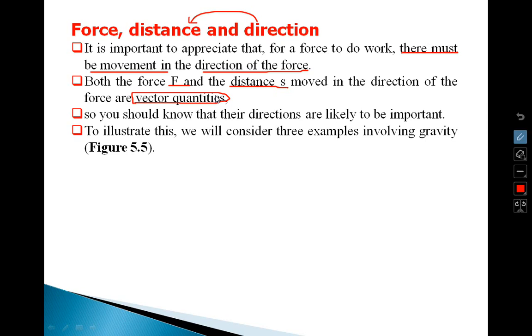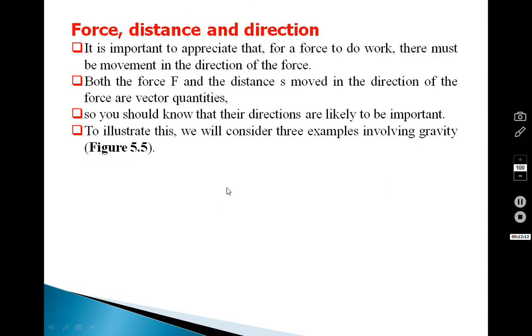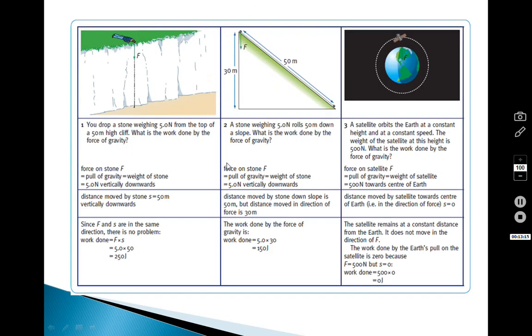What we say here is easier to explain by examples than by these short notes. So we will go through 3 different examples in figure 5.5 to illustrate this, and we will consider 3 examples involving gravity. So now we will move to this figure.